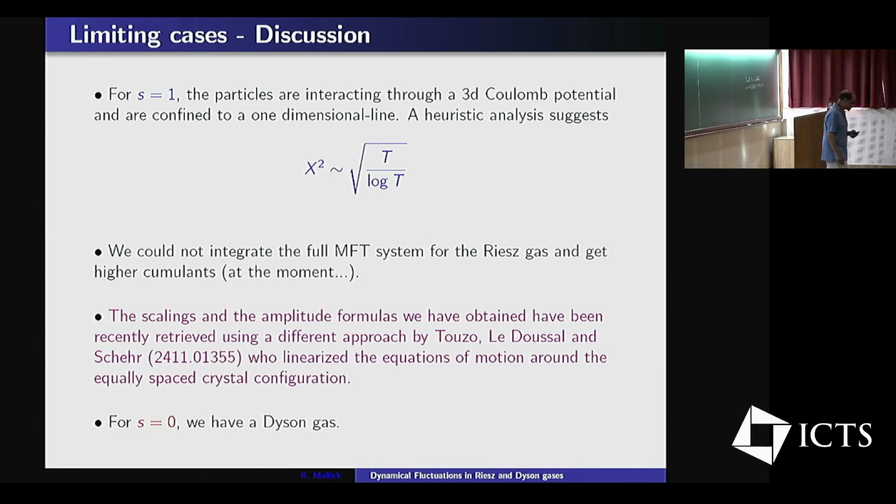So one frustrating thing is that we cannot solve these equations completely, only perturbatively, and even higher cumulants seem to be complicated to get. For example, the fourth cumulant would involve some complicated calculations, and so we didn't get it yet at the moment.